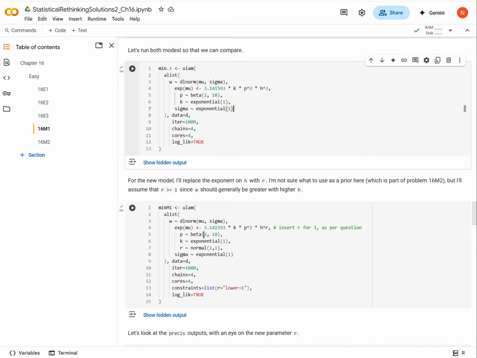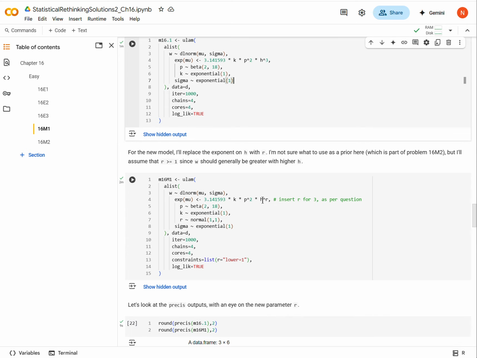For our modifications, I am no longer taking height to be to the power of 3. I'm taking it to the power of r, so now r is a parameter, and I am putting r to be a normal distribution with mean 1 and standard deviation 1, and also setting a constraint to where r can't go lower than 1. The idea is that weight is almost certainly increasing with height, and if r here is less than 1, then it would imply the other relationship. So I'm just assuming that height, all things being equal, is going to lead to heavier people.